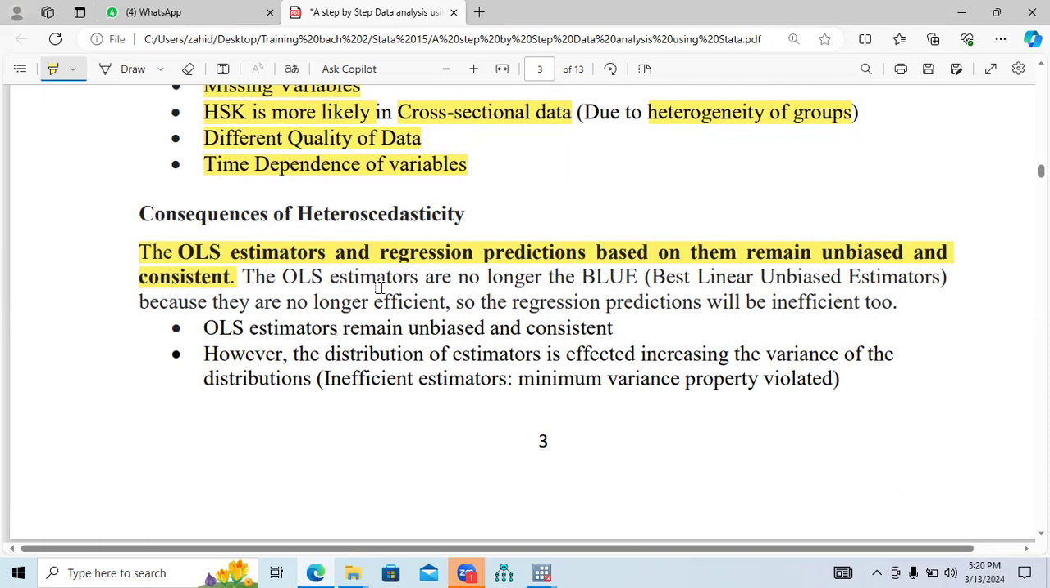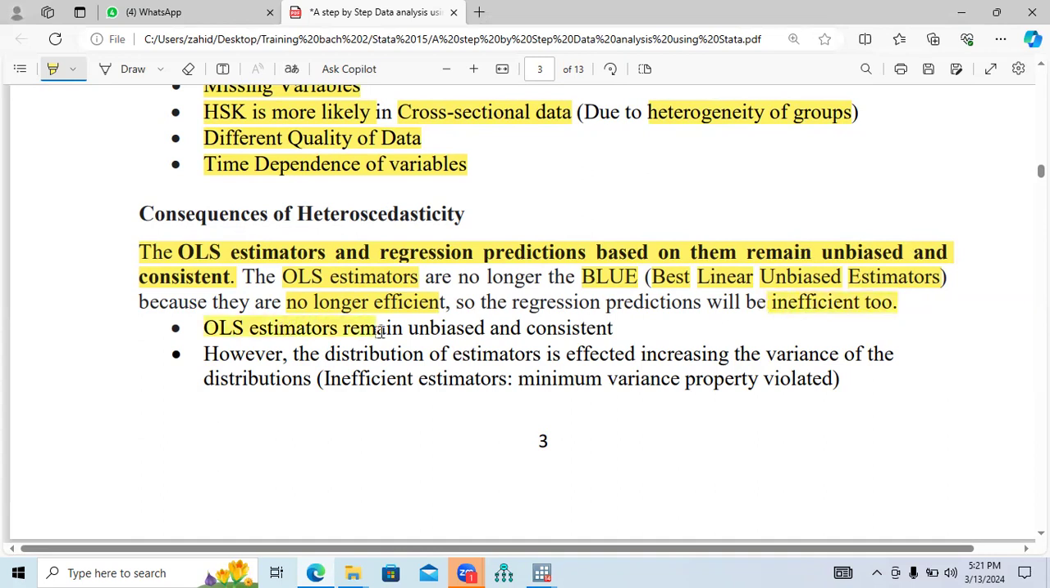But the OLS estimators are no longer BLUE. What do you mean by BLUE? BLUE means best linear unbiased estimators. So in case of heteroscedasticity, your OLS estimators, meaning beta coefficients, the betas or coefficients that you estimate from your regression analysis, become no longer BLUE or best linear unbiased estimator because they are no longer efficient. So the regression prediction will be inefficient in that case.